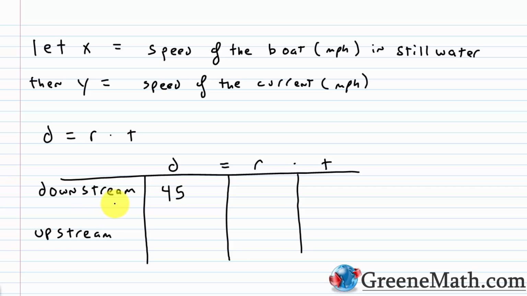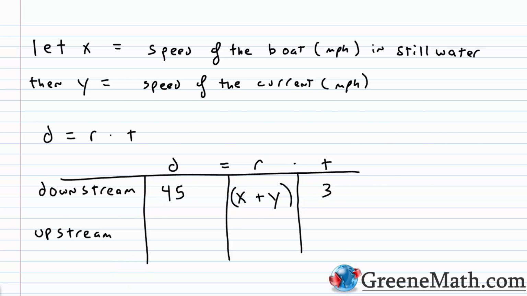For the trip downstream, we're told the time is 3 hours. For the rate, if I'm going downstream, I have the speed of the boat in still water, so if there was no current at all, that's x. And I also have the speed of the current that's helping me, so I would increase the speed by that amount. So x plus y would be my rate of speed here. So this times this would give me this.